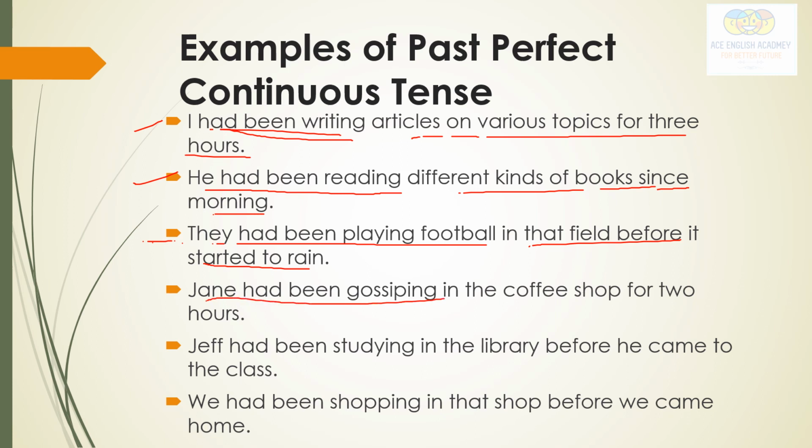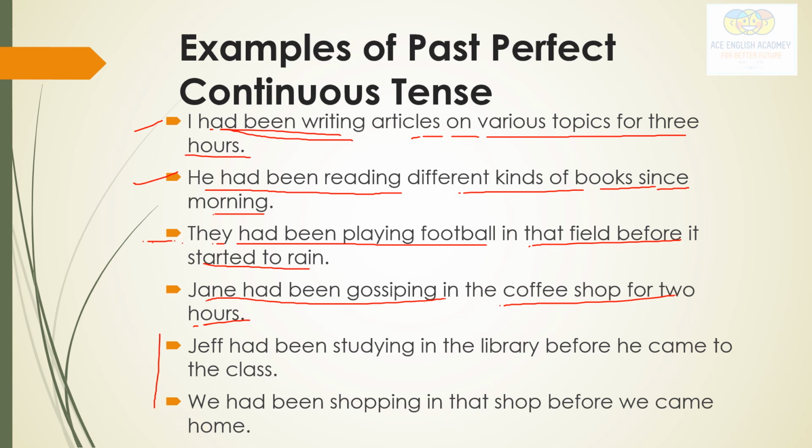Jane had been gossiping in the coffee shop for 2 hours. Okay. Similarly, two more sentences. So this is how in past perfect tense we talk about an action which started in past and continued to happen for some duration of time, and the emphasis is laid on the duration of action held in the past.